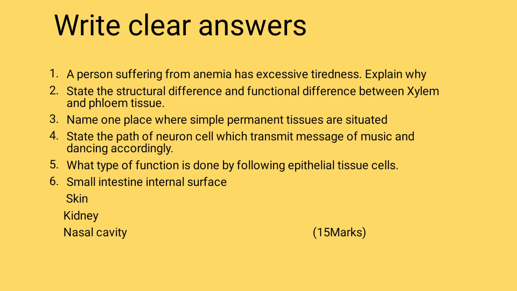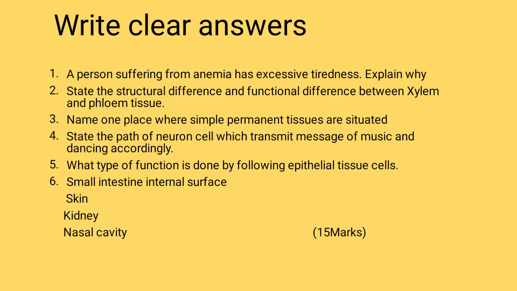Next one, name one place where simple permanent tissues are situated. Simple permanent tissues are parenchyma, collenchyma and sclerenchyma. So we can write any answer for the places where parenchyma, sclerenchyma or collenchyma are situated in a plant.